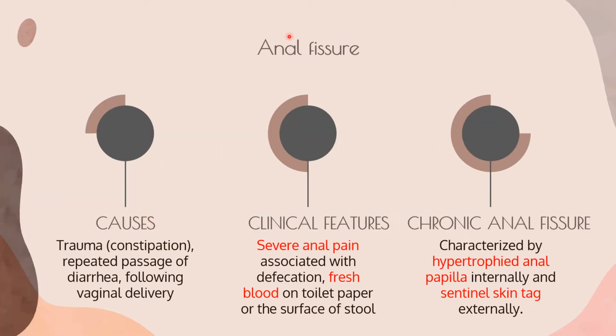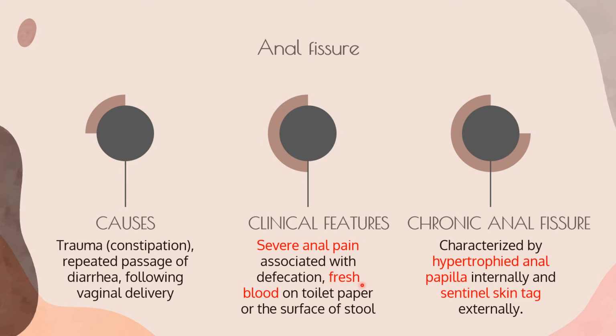The causes for anal fissure include trauma, such as straining in constipation, repeated passage of diarrhea, or following a vaginal delivery in women, in which case they will get an anterior midline anal fissure. Next, the clinical features include severe anal pain, which is often associated with defecation.